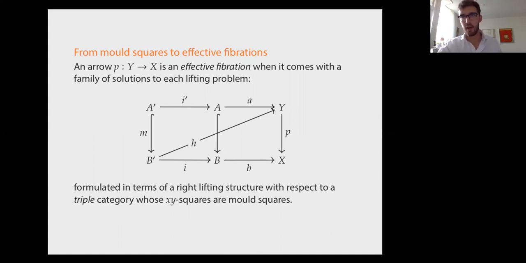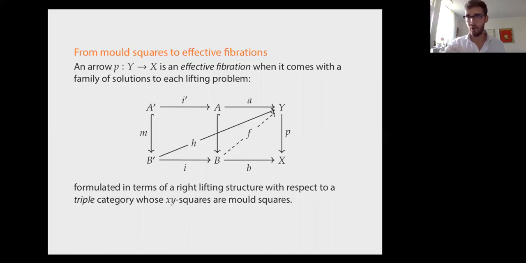So how does an arrow lift with respect to a square? And we know how it lifts with respect to an arrow. How does it do that with respect to a square? It's as follows. So a lifting problem looks like this now. On the left, we have this mold square, and we have arrows here as in the usual case, but we also have this diagonal H. And then we demand that there's a filler over here, F.